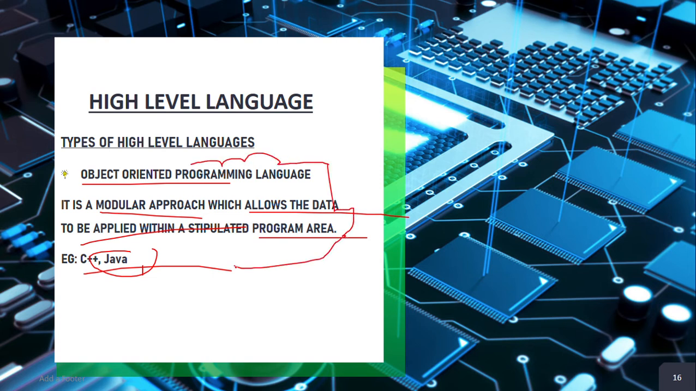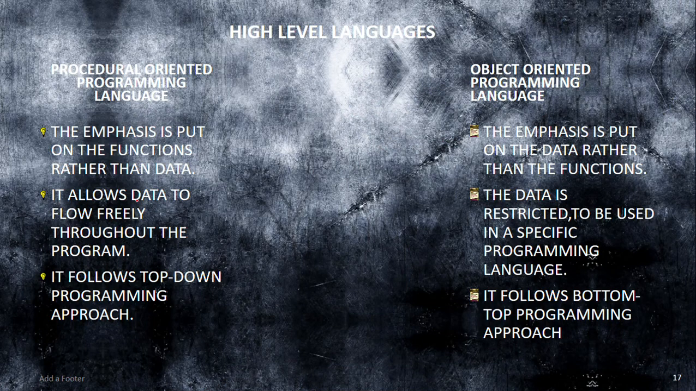Next is procedure-oriented programming and object-oriented programming, their differences. This too is a must. In procedure-oriented, the emphasis is put on functions rather than data, it allows data to flow freely throughout the program, and it follows the top-down programming approach. The opposite is simple to study, right? The differences are actually simple. In object-oriented, the emphasis is on data rather than functions, data is restricted, and it follows the bottom-up programming approach.